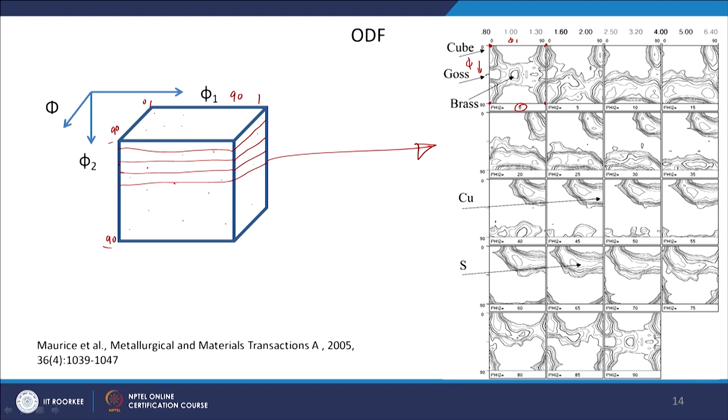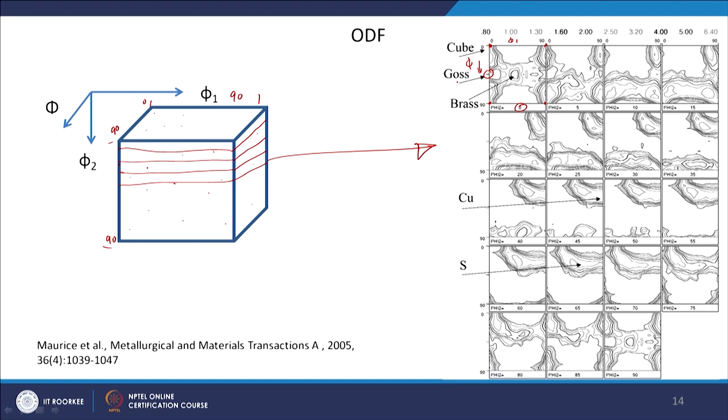Goss will be at, as I told you, it is 110 plane, that means I have rotated the unit cell by 45 degree, okay. So, it will be somewhere where you have a 45 degree angle in phi, okay. So, like that the brass will be somewhere here. Different texture components can now be shown on the ODF. Copper will be somewhere here, another texture component S will be somewhere here. Okay, so now I can get all the texture component information from the orientation distribution function.